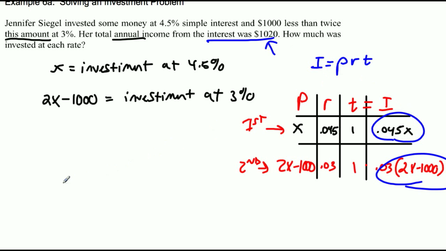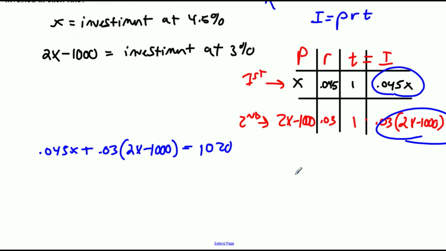So I'm going to take my first interest, 0.045x, and add that to my second interest, 0.03 times 2x minus 1000, and set that equal to the total interest, which was 1020. And now we finally have an algebraic equation that we can solve. This is just going to take a little bit of algebra, but nothing that we can't handle because we're like super nerds up in here.